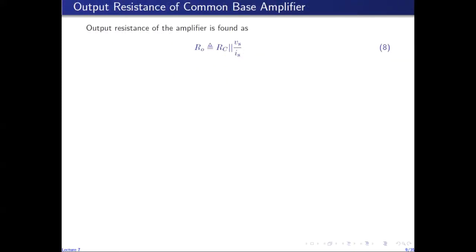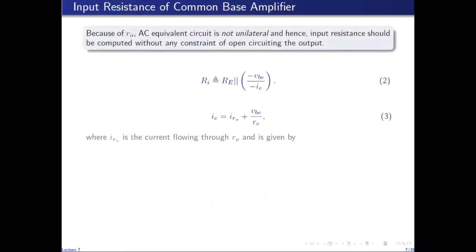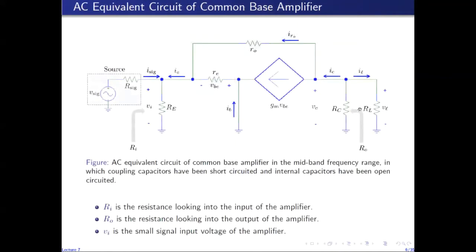Output resistance of the amplifier is found in a similar way. So if we go back and look at the AC circuit of the amplifier, output resistance is seen looking into this port. And again, we know RC, so we can find the resistance looking into this port. Before RC, you can consider this collector and ground terminal making another port, and the resistance seen looking into that port is in parallel with RC, which gives us Ro.